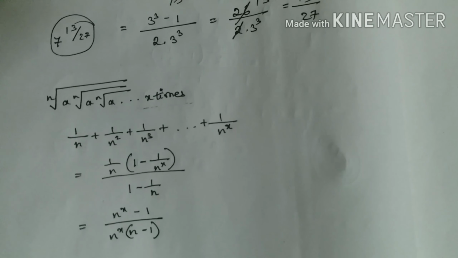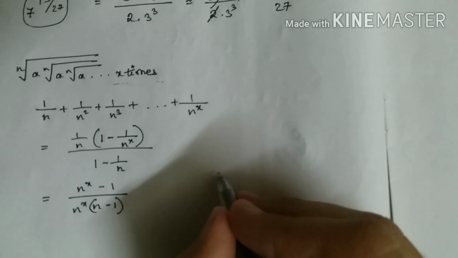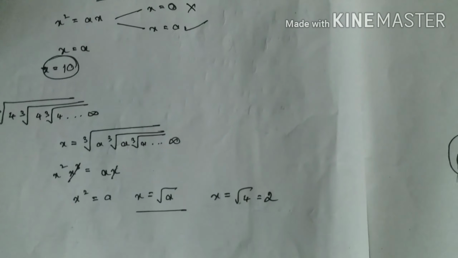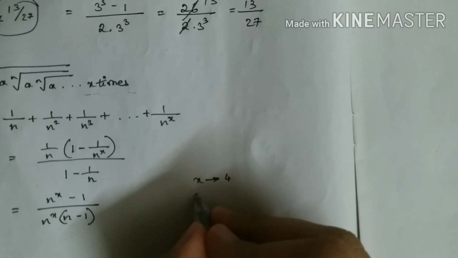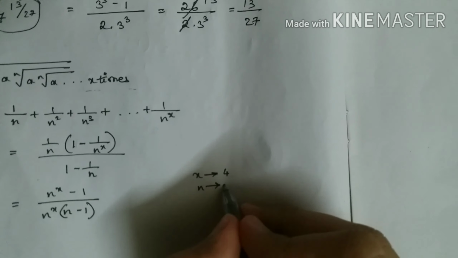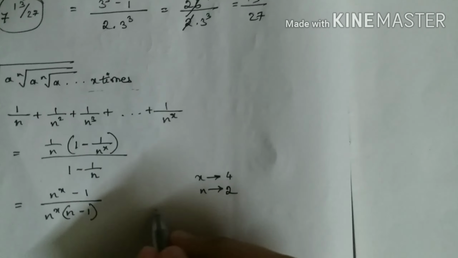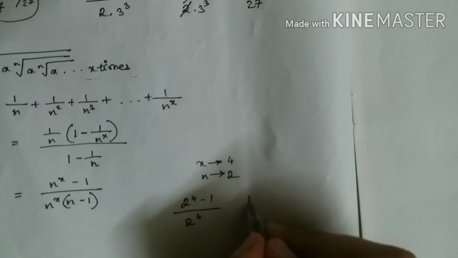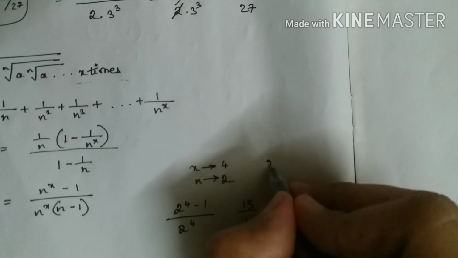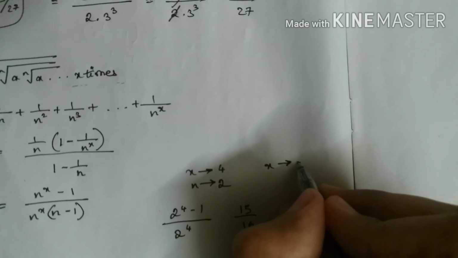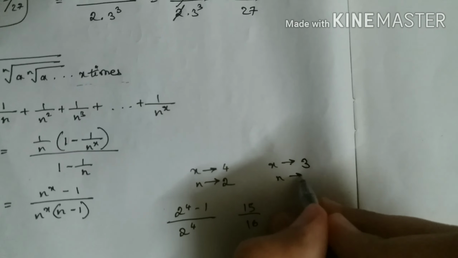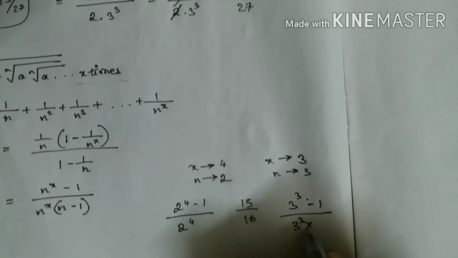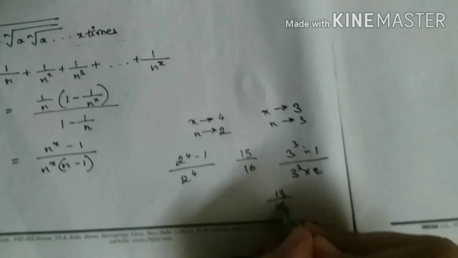Now for the first question, x was, I think it was 4. Yes, x was 4 and n was 2. So if we put the values here, we will get 2 to the power 4 minus 1 by 2 to the power 4. It will give us 15 by 16. And in the next question, x was 3 and n was also 3. So that gives us 3 to the power 3 minus 1 by 3 to the power 3 into 2. And so this gives us 13 by 27.